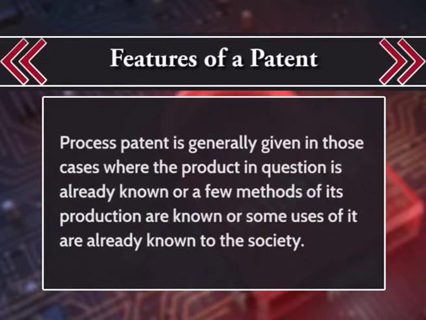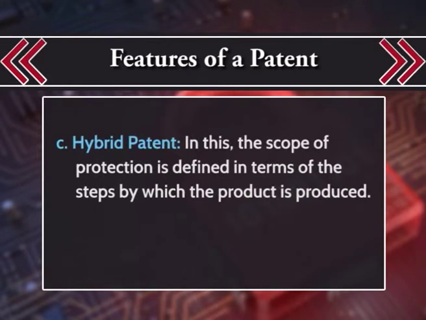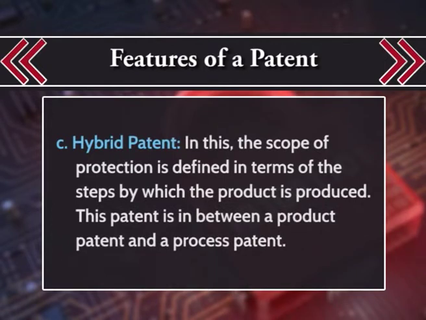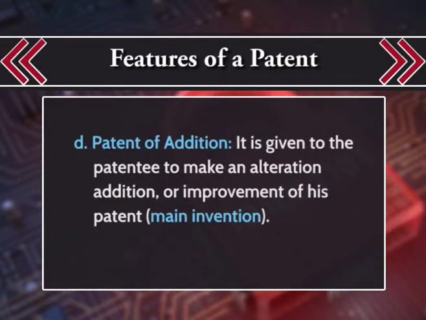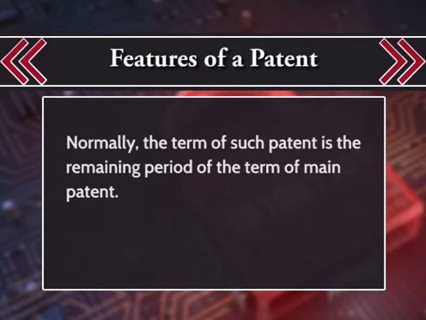A process patent is generally given in those cases where the product in question is already known, a few methods of its own production are known, or some uses of it are already known to society. Then the hybrid patent. In this, the scope of protection is defined in terms of the steps by which the product is produced. This patent is in between a product patent and a process patent. Then the patent of addition. It is given to the patentee to make an alteration, addition or improvement of his patent. There is a main invention. Normally, the term of such a patent is the remaining period of the term of the main patent.